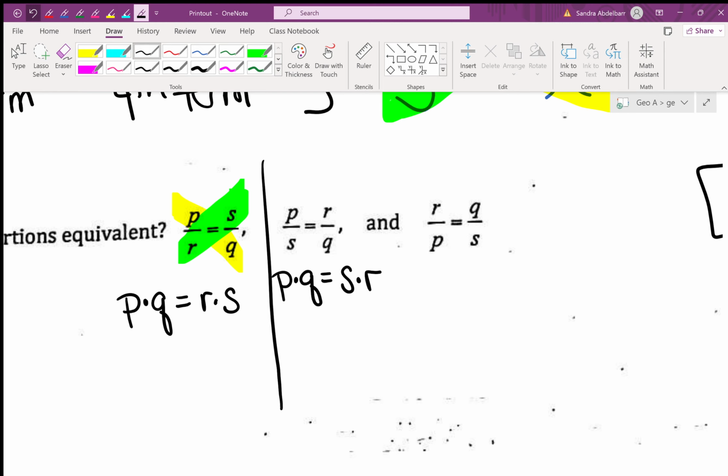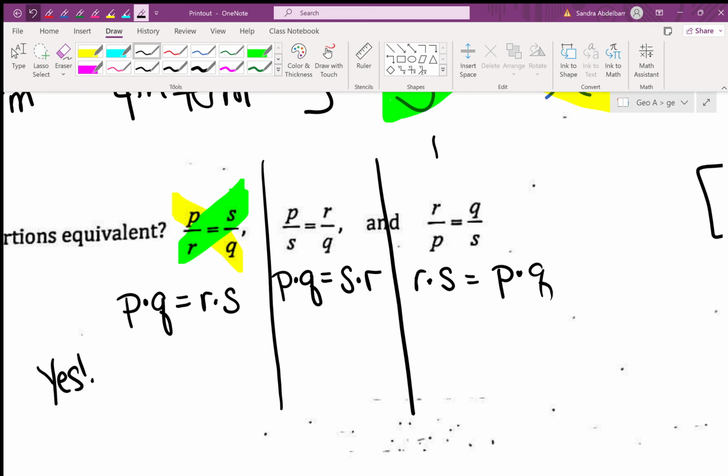Let's check the last one. So here we're going to have R times S is equal to P times Q. Is that okay that we flipped it on different sides of the equal sign? Yeah, so are all these equivalent? Yes. All right.